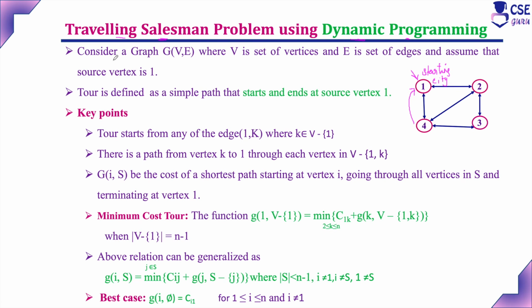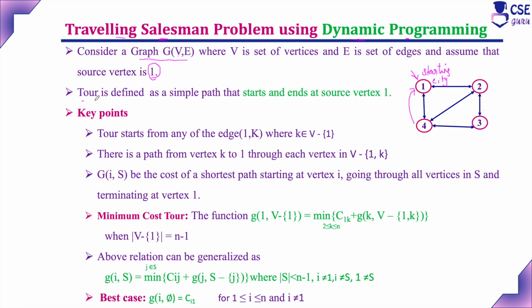So here, consider a graph G with vertices and edges, G of V, E. V is nothing but the vertices. Here vertices are 1, 2, 3 and 4. And the edges, here they have given us 5 edges. 1 to 2, 2 to 3, 3 to 4. In both the directions the salesman can travel. Okay, 1 to 2, 2 to 1. Similarly 2 to 3, 3 to 2. Likewise, these are all the edges given in the graph. And assume that here the source vertex is nothing but 1. Always the source vertex or the starting vertex will be 1, we need to consider.